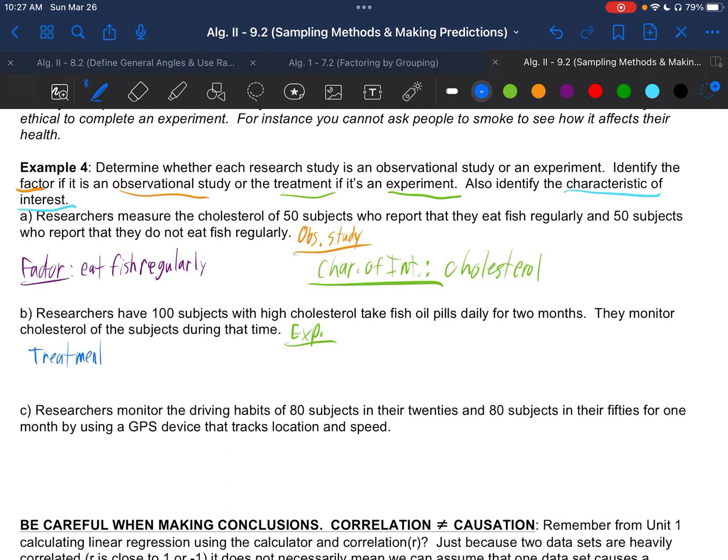And the treatment is the fish oil pills. And specifically in this case, daily for 2 months. And once again, we have a characteristic of interest. And so we're saying, what are we most concerned about to see if this, of what's changing or not? And we're curious once again about the cholesterol, specifically the cholesterol level, if you want.